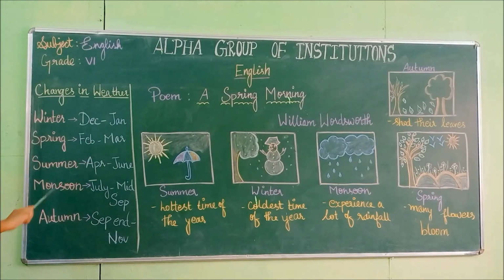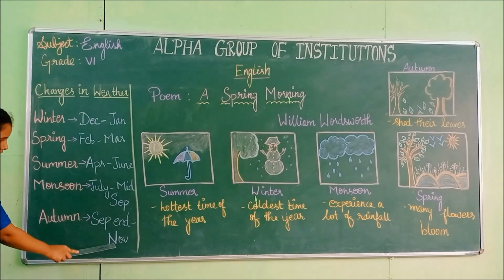Okay. So we shall say once again. Winter, December to Jan. Spring, February to March. Summer, April to June. Monsoon, July to mid-September. Autumn, end of September to November.